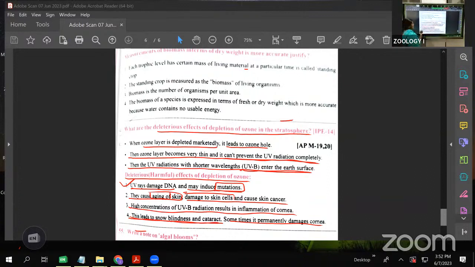Next, high concentrations of UVB radiation result in inflammation inside the cornea. Next, this leads to snow blindness or cataract at high concentration. Sometimes permanent damage of the cornea will occur.